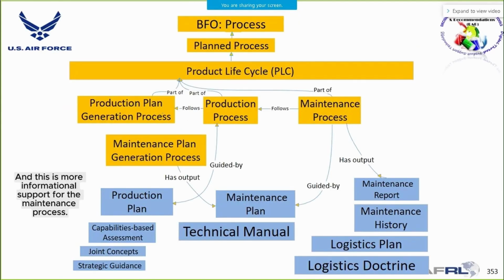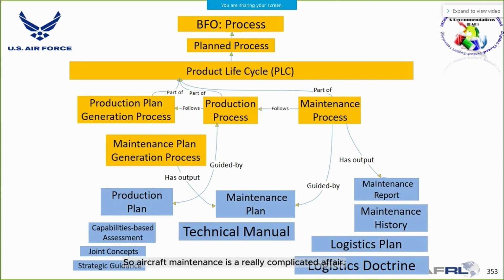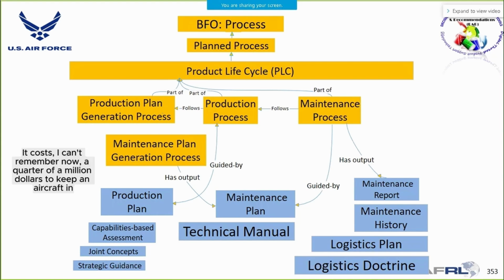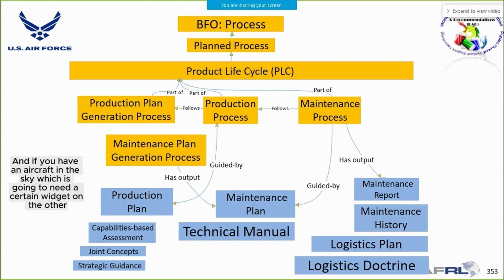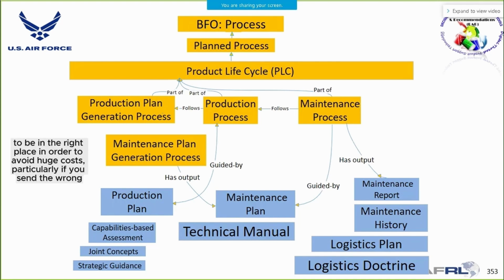And this is more informational support for the maintenance process. So aircraft maintenance is a really complicated affair. It costs, I can't remember now, $250,000 to keep an aircraft in the sky. And if you have an aircraft in the sky which is going to need a certain widget on the other side of the Pacific Ocean tomorrow, it's very difficult to make sure you get the right widget to be in the right place in order to avoid huge costs, particularly if you send the wrong widget.